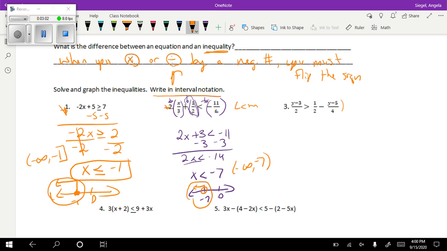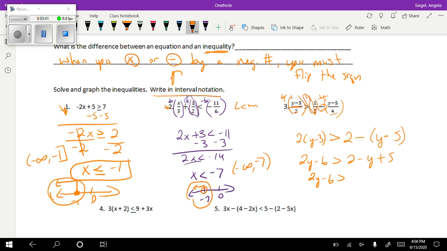Okay, so this one is kind of the same thing. So I'm going to multiply by the LCM of 4. So this cancels out to 2, but this time I'm going to keep what's on top in parentheses. So 4 divided by 2 is 2. These 4's cancel out. But this again is in parentheses. Be careful with that because we're going to have to distribute that. We have 2y minus 6, and then plus 5. So 2y minus 6 is greater than 7 minus y.